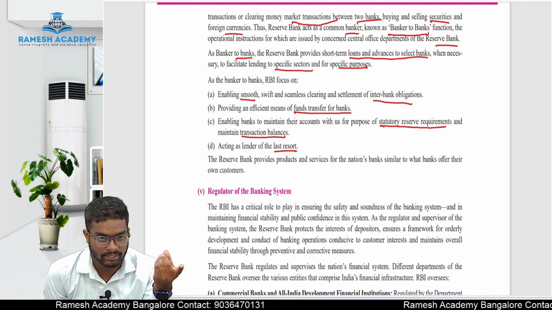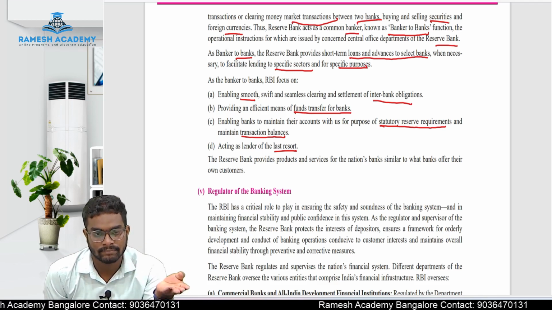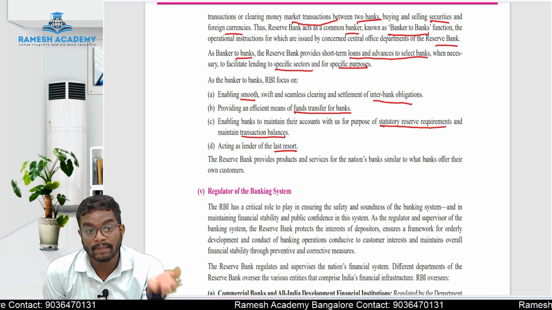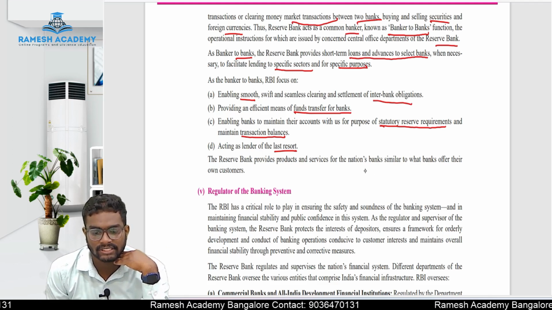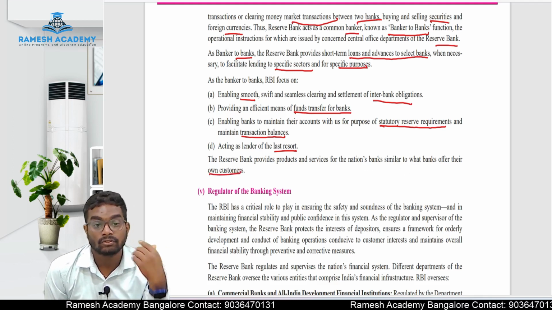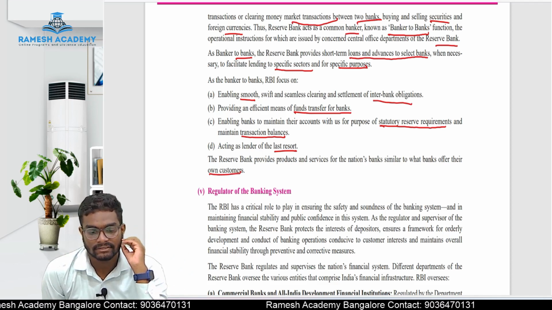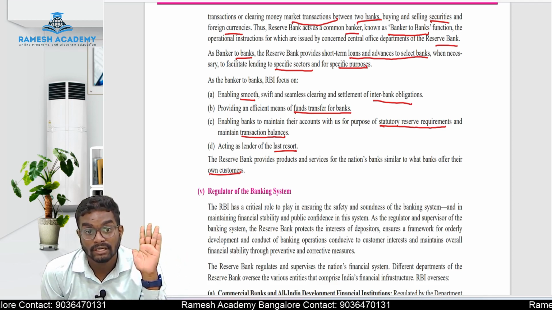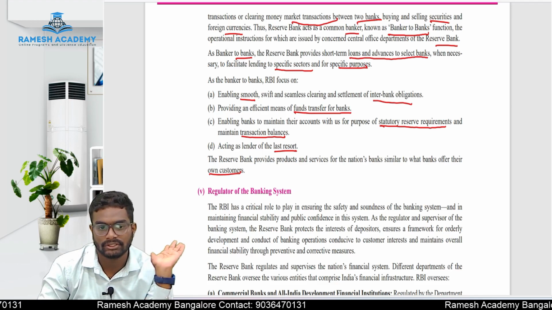It may help by giving the CRR to close the balance or to repay. It may provide extra time. It may merge with another bank. It may provide a short-term facility to come out of that loss, etc. The RBI provides products and services for the nation's banks similar to what banks offer to their own customers. So whatever facilities we get from our bank, the same facilities RBI will give to the banks. And in India, you cannot start a banking company or business without a license from the RBI. And taking a license from RBI, I'll tell you, is too tough.